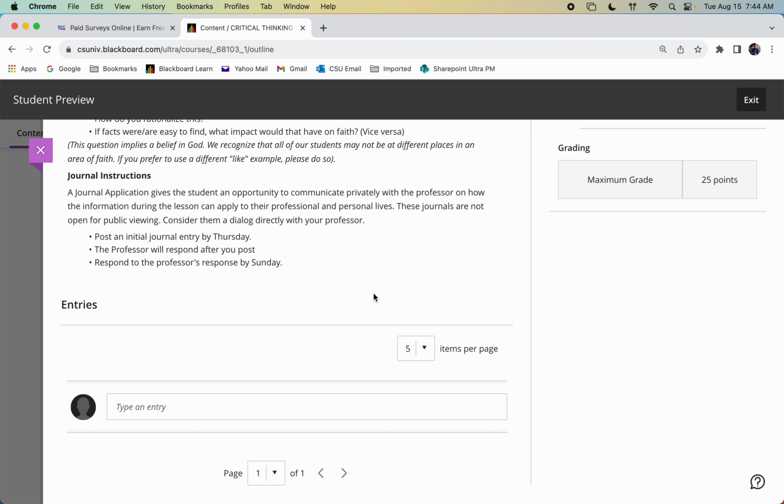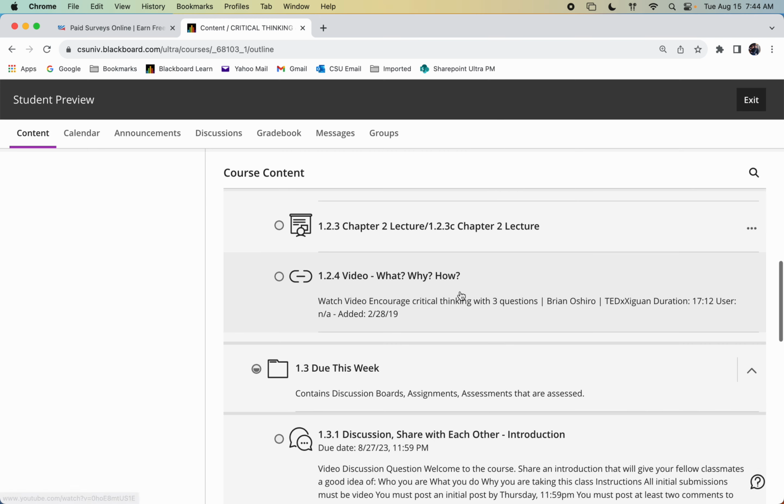Students have told me they like this in the other classes that I've taught, and part of the reason is it's almost like you and I meeting in an office somewhere and we're having a conversation on some of the critical issues that we're talking about in the class, all right?